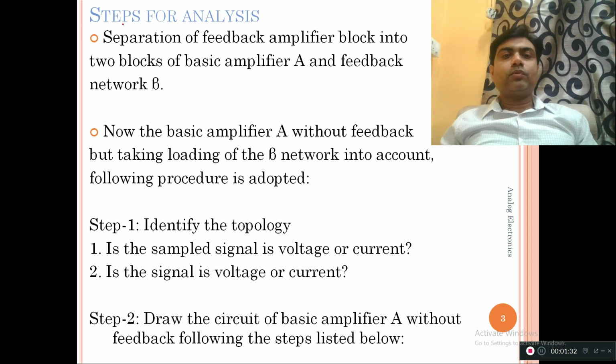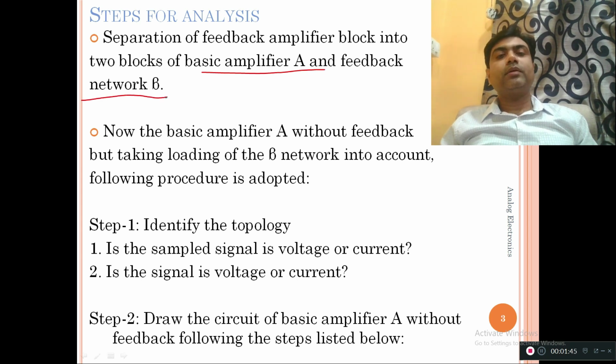So steps for analysis. Basically we have to separate the feedback amplifier into two blocks. First block is known as the basic amplifier A, and the second block is known as the feedback network beta. Why are we interested in separating these two blocks? Because we know that by evaluating the gain A and feedback network beta, we can easily determine the value of the desensitivity D.